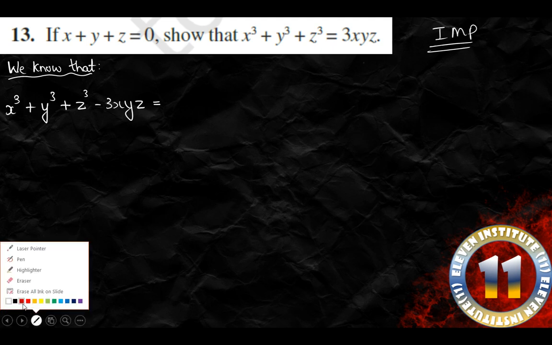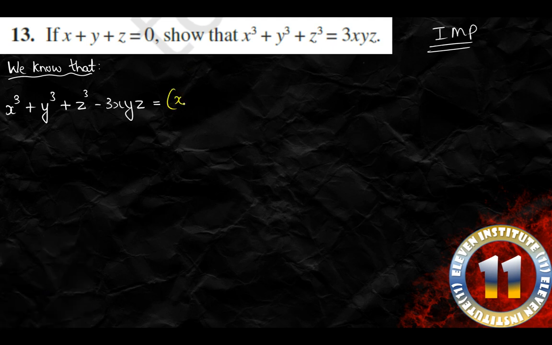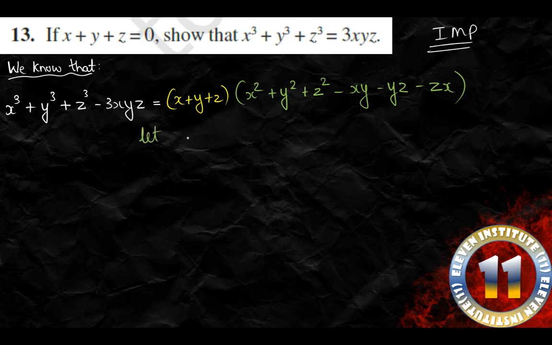Right, now we will write x plus y plus z into x square plus y square plus z square minus xy minus yz minus zx. Now in the question what is given to us? If x plus y plus z is 0. What has been said? If x plus y plus z is 0, we will write over here let x plus y plus z is equal to 0.